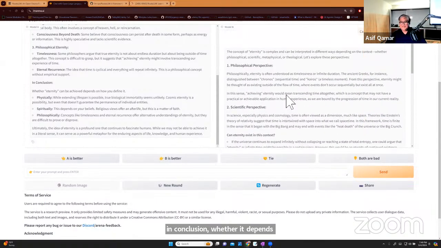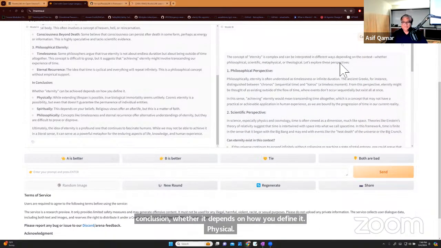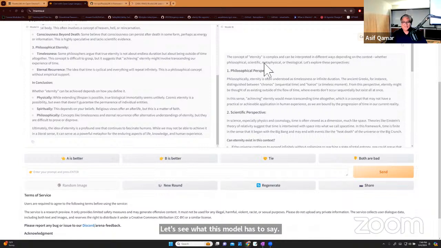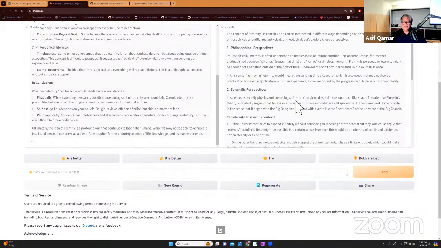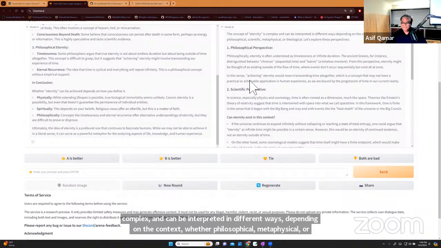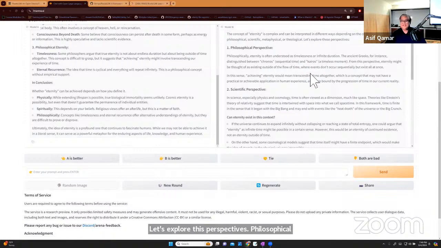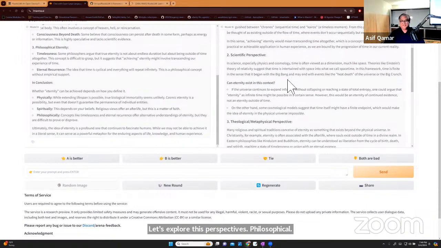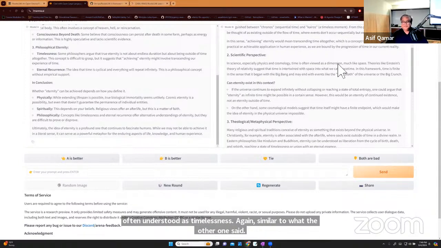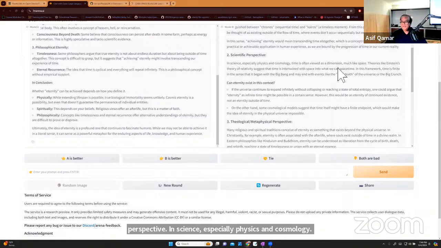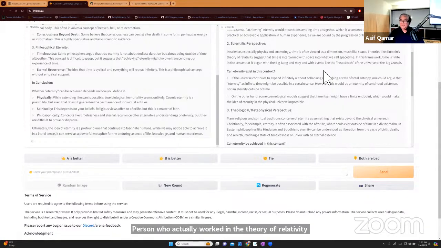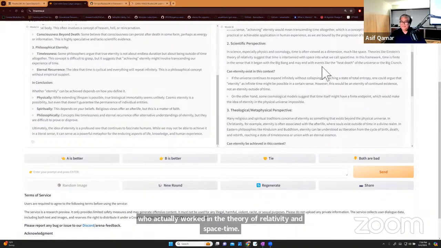Let's see what this model has to say. It is complex and can be interpreted in different ways depending on the context, whether philosophical, scientific, metaphysical, or theological. Philosophical is often understood as timelessness, similar to what the other one said. Scientific perspective: in physics and cosmology, time is often viewed as a dimension, much like space. Theories like Einstein's suggest that time is interleaved with space. This is actually a more precise answer. As a person who worked in the theory of relativity and space-time, I am happy to see a mention of this.